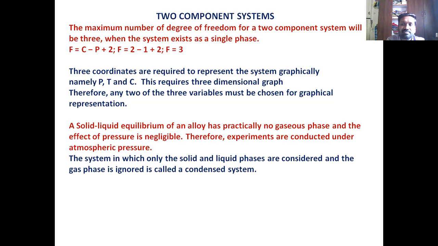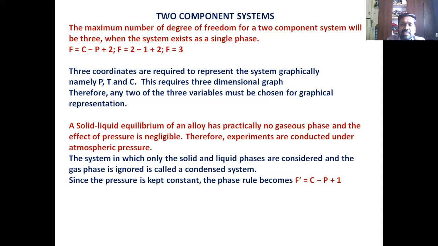So such phase diagrams or such systems in which one of the variables, mostly it is pressure, is not considered, is ignored, are called condensed systems. And now we have the phase rule accordingly modified for the condensed systems. We know F is equal to C minus P plus 2. And what is the 2 there? One is pressure, the other is temperature. When we derived the Gibbs phase rule, the two thermodynamic variables we fixed were pressure and temperature.